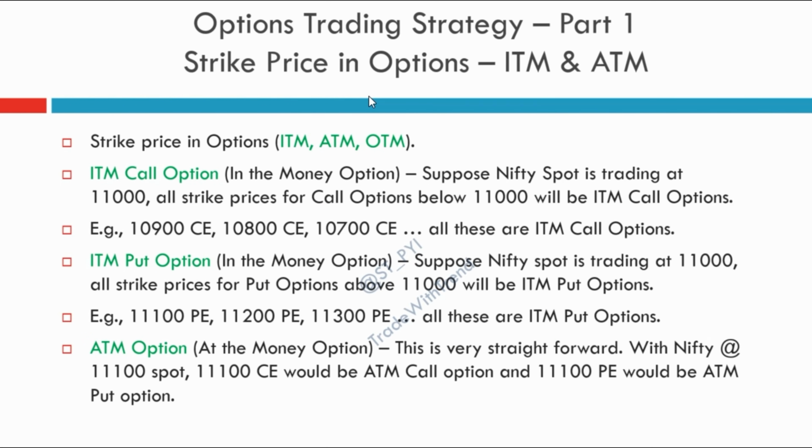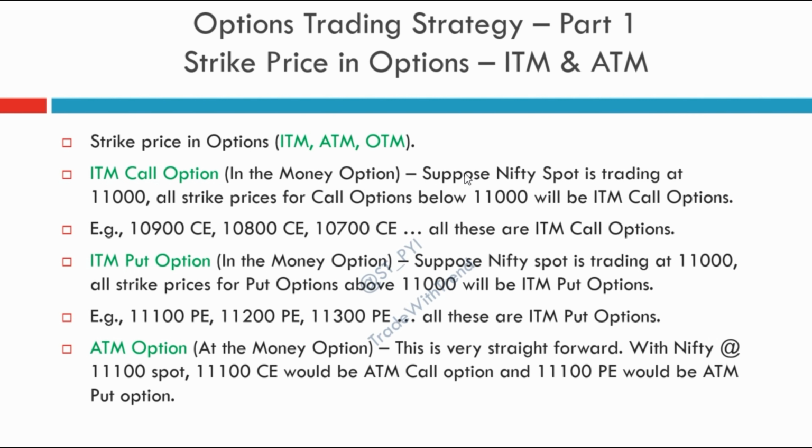I'll come to strike price. Now, what do I mean by in the money, at the money, and out of the money strike prices and options? Remember, I've just given a brief overview of strike price and options. Now, I just want to explain what ITM, ATM, and OTM mean. ITM means in the money option, ATM means at the money option, and OTM means out of the money option. So I'll start with the in the money option first.